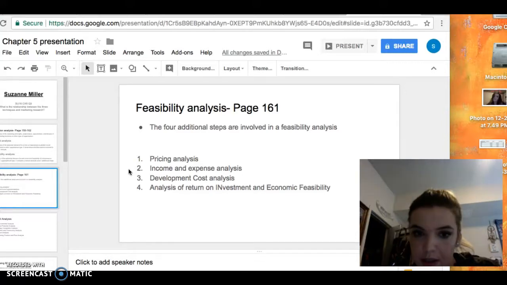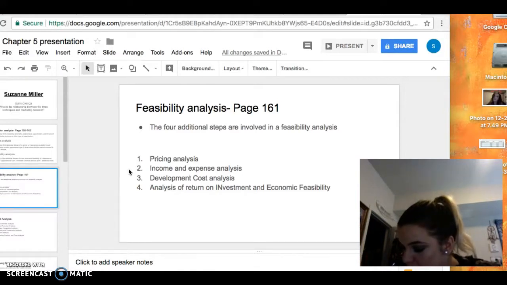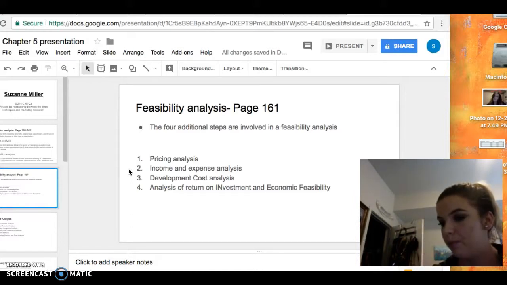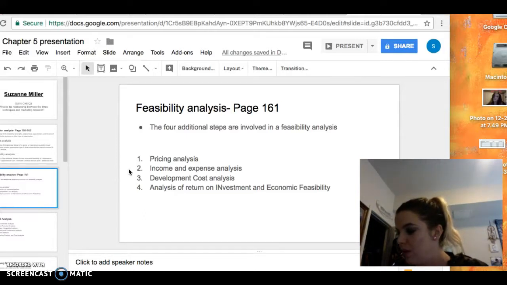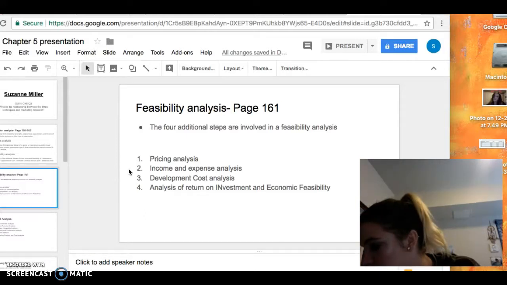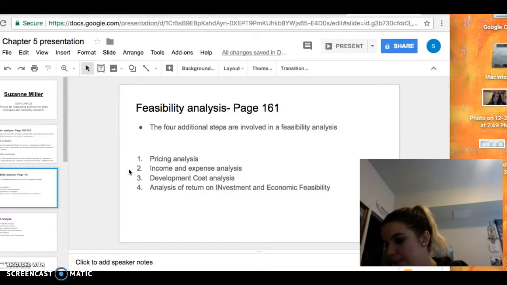Pricing analysis, let's start there with number 1. What prices or rates can a new business hope to command? This question is answered by carefully considering the prices of primary competitors together with the responses of potential customers to price-related questions in the market potential analysis.